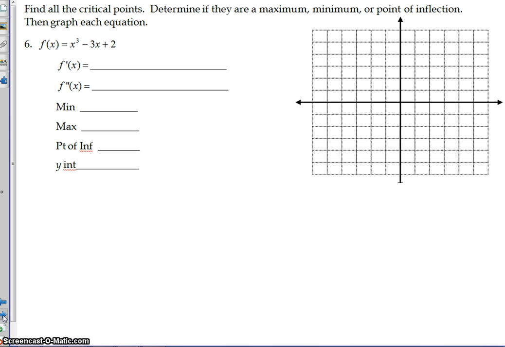So number 6, first we have to find our first derivative. Our first derivative is 3x squared minus 3. Our second derivative is 6x to the first, okay?